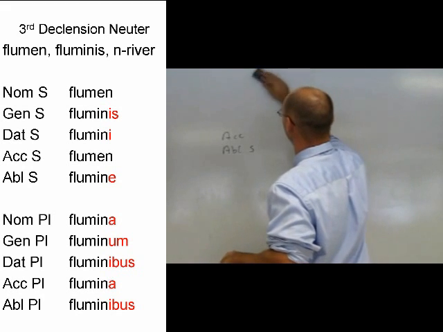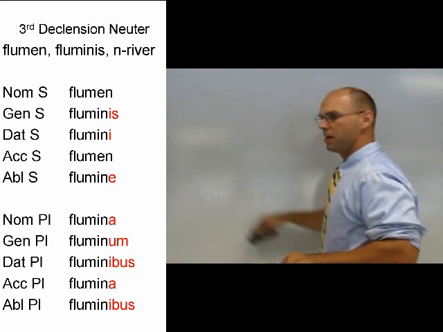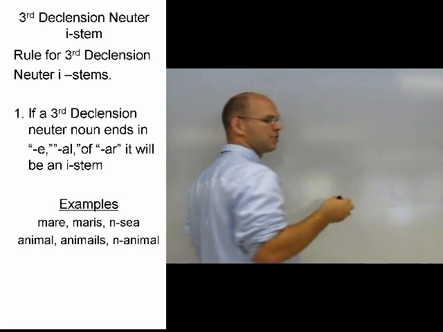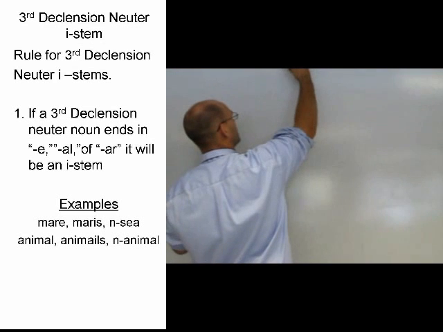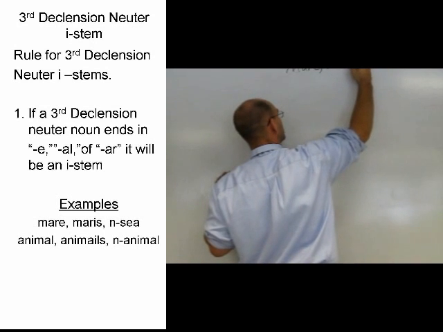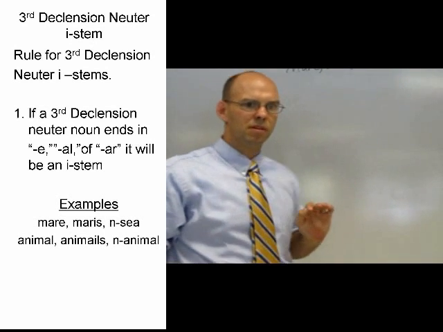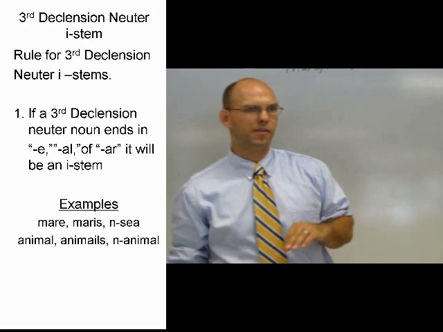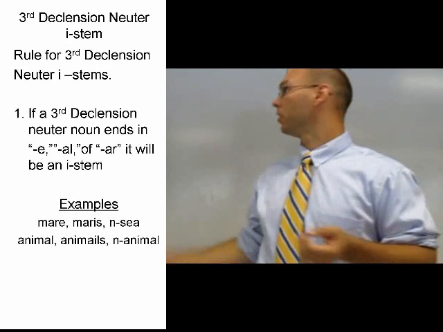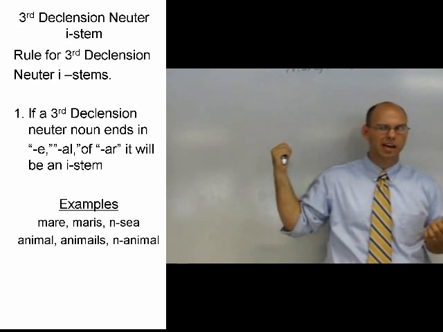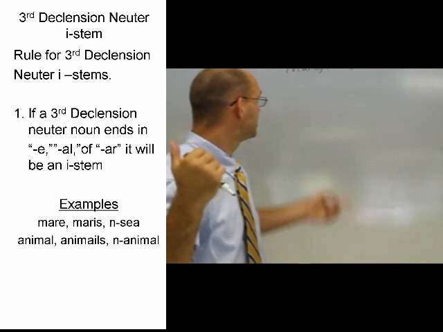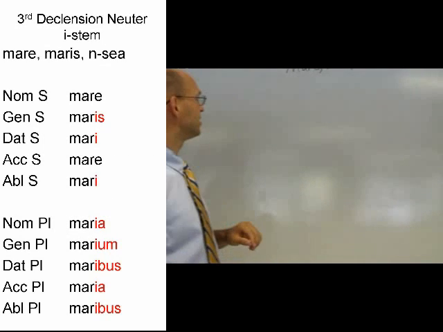And I'll give you good news. There's rules for this, but you guys only know one third declension neuter I stem. And so if I'm going to ask you what a third declension neuter I stem is, there's only one word I can give you. And that's mare. Mare. This is the only one you guys know. There's not that many. And the rule is for the neuters, if it ends in E or ends in AL or AR, it's an I stem. And we only know one. The other one I use occasionally is animal. Animalis is also an I stem. But on tests, CPs, and quizzes, I usually just throw you mare. Because it's the only one you know.